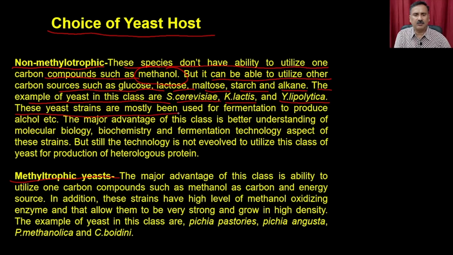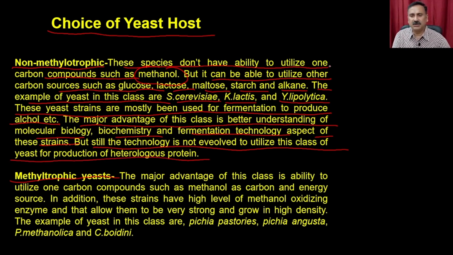These yeast strains are mostly being used for the fermentation to produce alcohol. The major advantage of this class is better understanding of the molecular biology, biochemistry, and the fermentation technology aspects of these strains. But still, the technology has not evolved to utilize this class of yeast for the production of heterologous proteins. So these are the non-methylotrophic yeast which are mainly being used for fermentation. The classical example is S. cerevisiae, which is used for fermentation to produce alcohol.